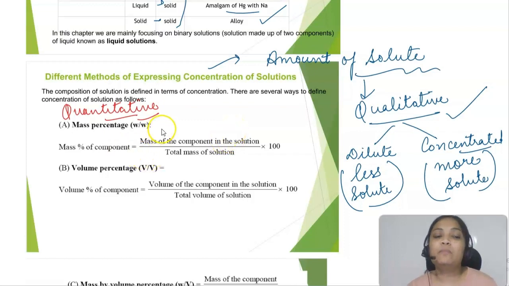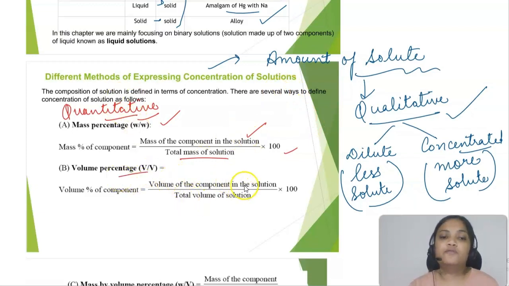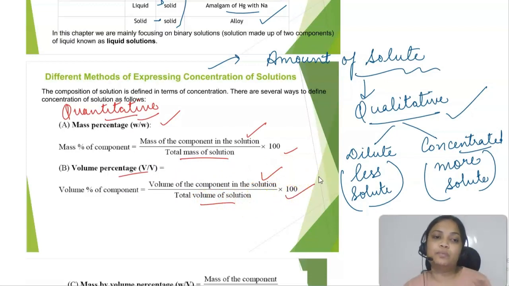Okay. So mass percentage means whatever is the mass of that component in the solution divided by the total mass of solution into 100. So that will be your mass percentage. Then volume percentage means volume of the component in the solution divided by total volume multiplied by 100. So that will give you volume percentage.